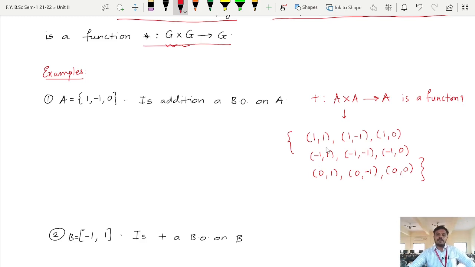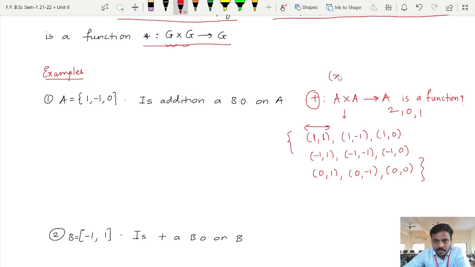What should happen is, take one element of A cross A, and you can see that (1,1) is present here. We have to simply add them because addition is the operation. So what will be 1 plus 1? That is 2. Next, what is 1 plus minus 1? 0. What is 1 plus 1? Are you getting my point?